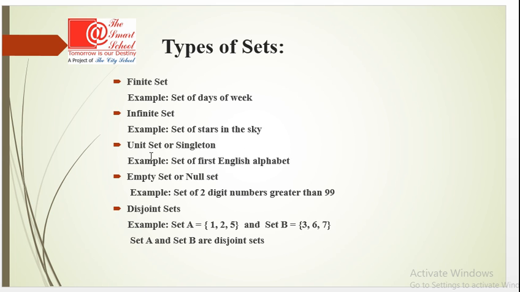Now the next is unit set or singleton. This set has only one element in it. For example, set of first English alphabet. Obviously the first English alphabet is just one, the A. So it has only one element in it.